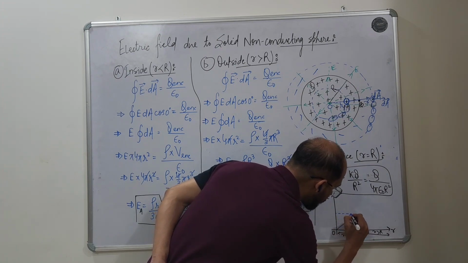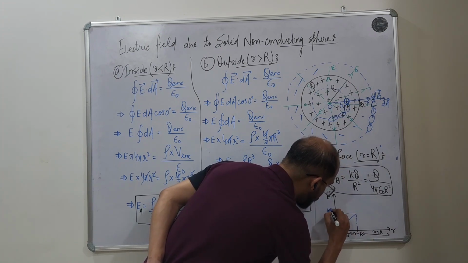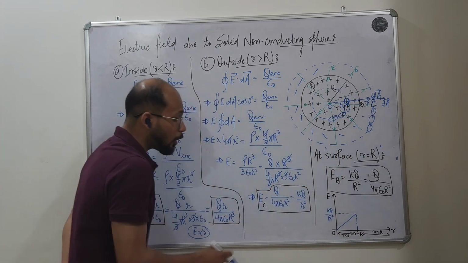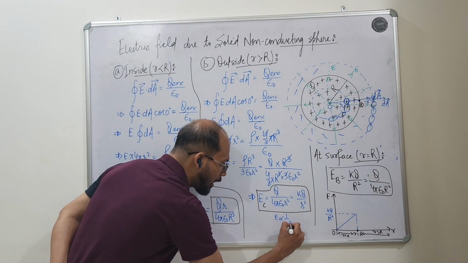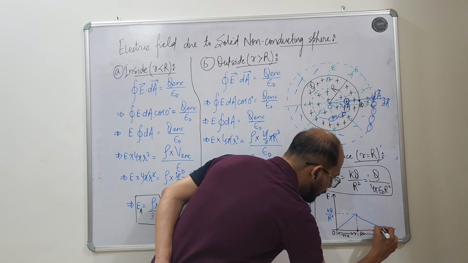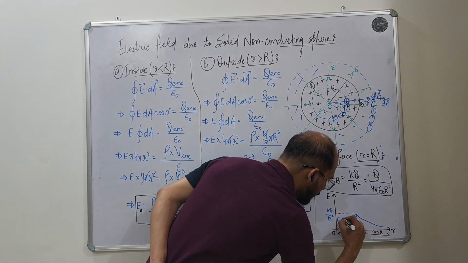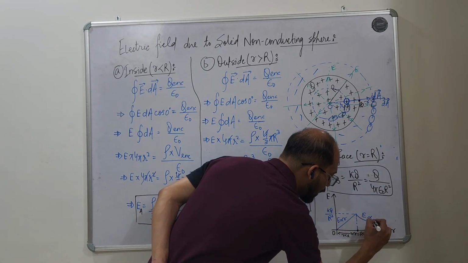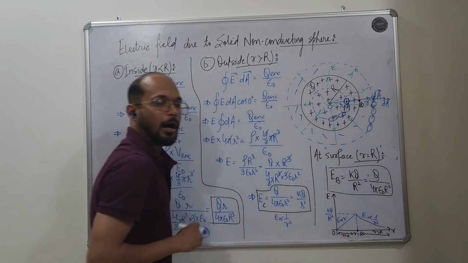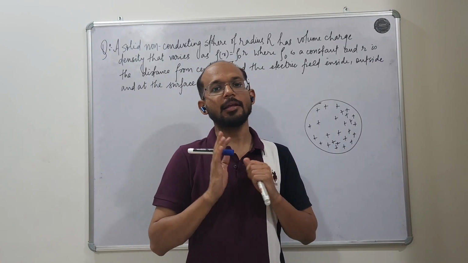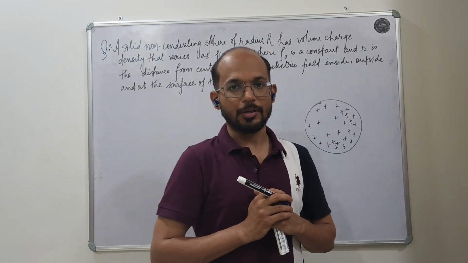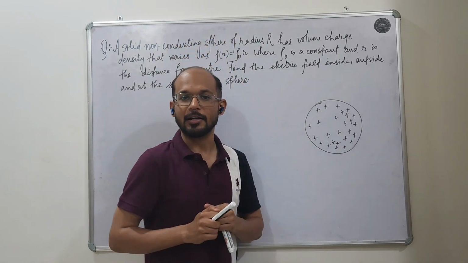Now at the surface, the value of the electric field is kq by capital R square. Outside the surface, again the electric field varies as 1 by r square. So the graph will be like this. Here E is directly proportional to r. Here E is inversely proportional to r square. Now we have already seen the electric field due to a solid and a hollow sphere. Now let's do a question based on the solid non-conducting sphere.